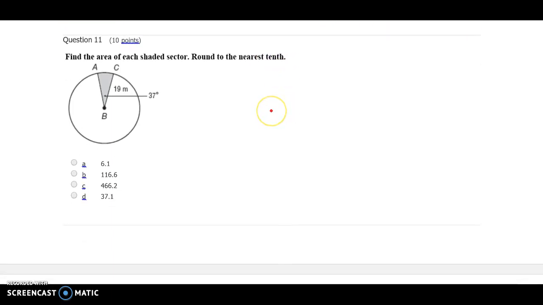So then number 11 says find the area of each shaded sector. We'll find the area of this sector. It says round to the nearest tenth. So then you got it on your formula sheet. You look back and remember that area of a sector is always the measure of your angle over 360 times the area of a circle.